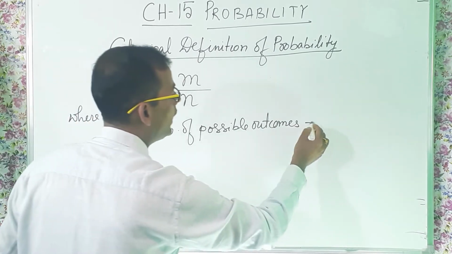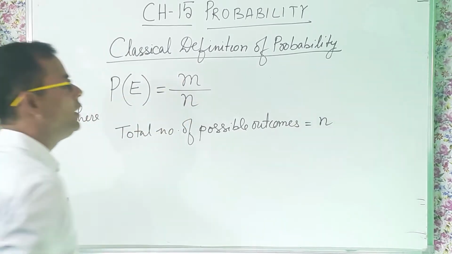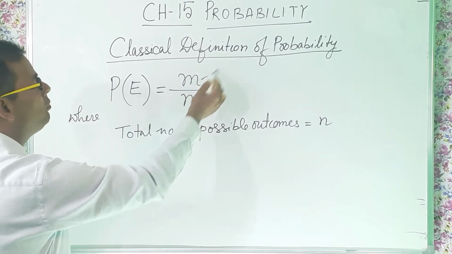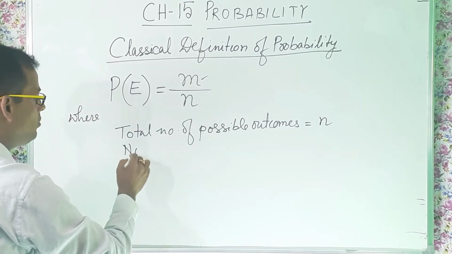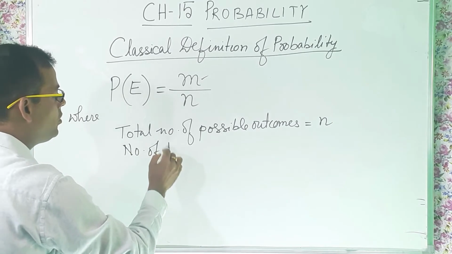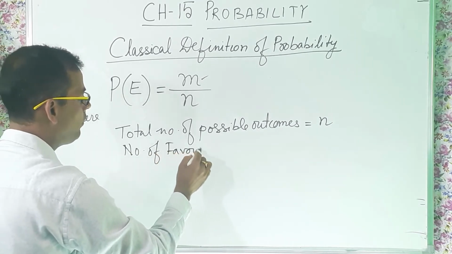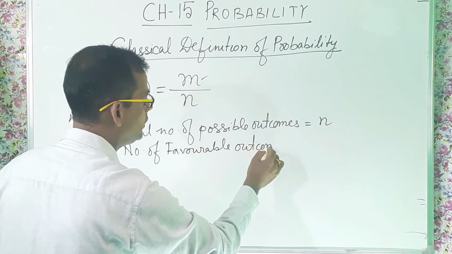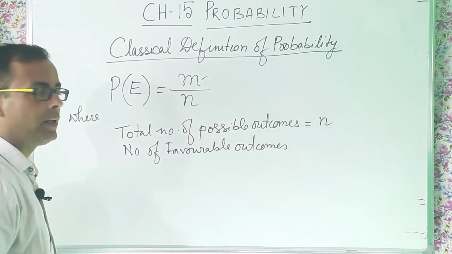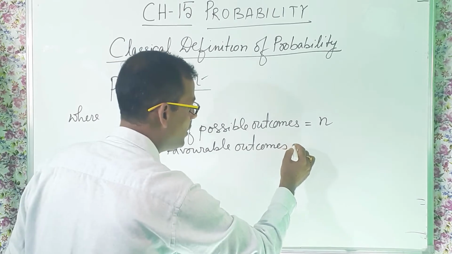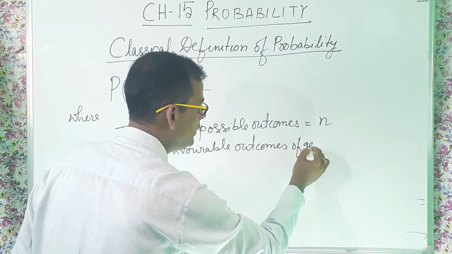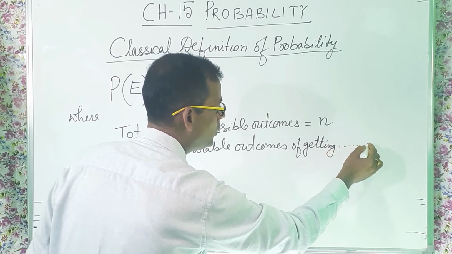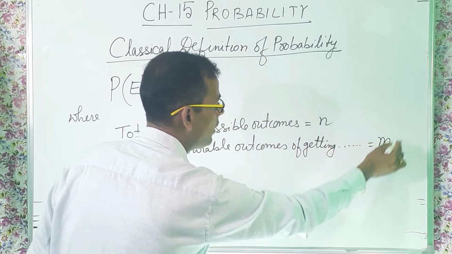This is only known as n, the total number of possible outcomes. And what is m? M is the number of favorable outcomes. And then I am adding something else: of getting... dot dot dot, and this is only known as m.